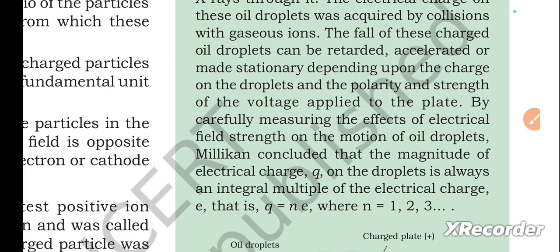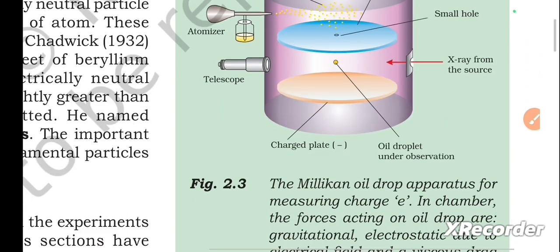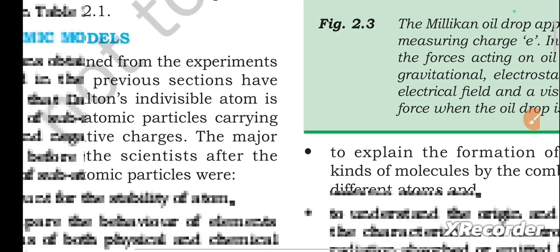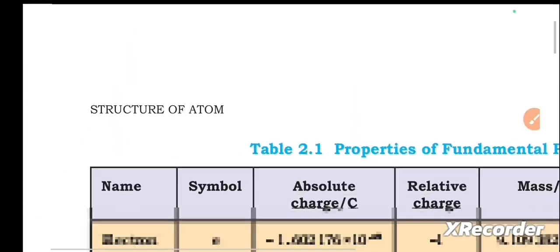By carefully measuring the effects of electrical field strength on the motion of oil droplets, Millikan concluded that the magnitude of electrical charge q on the droplets is always an integral multiple of the electrical charge e, that is q = ne, where n = 1, 2, 3, and so on. And here is the figure they have given. I will be providing it, you can check it out.